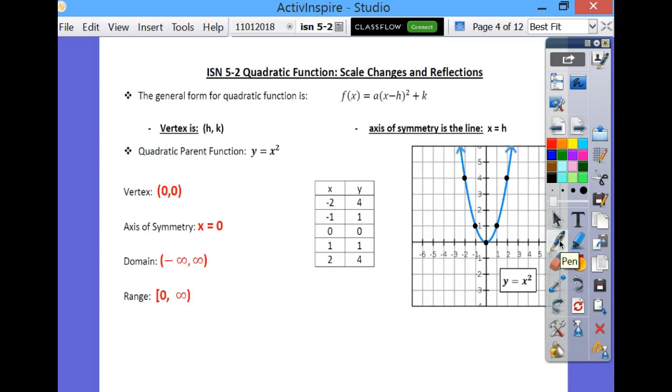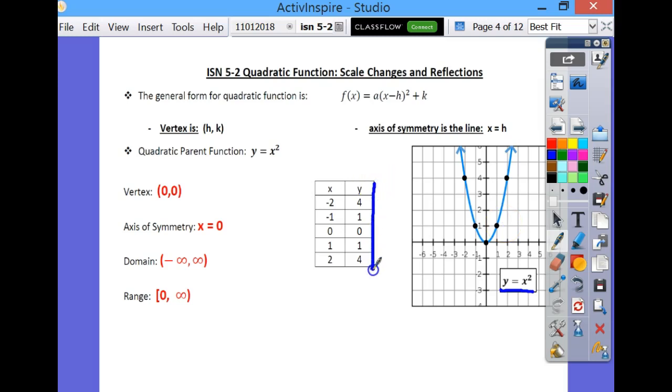Did you get the first 4 blanks on the pink notes correct? This goes with the parent graph. This graph right here is the graph of y equals x squared, and it's called the parent graph because this is the simplest possible parabola.